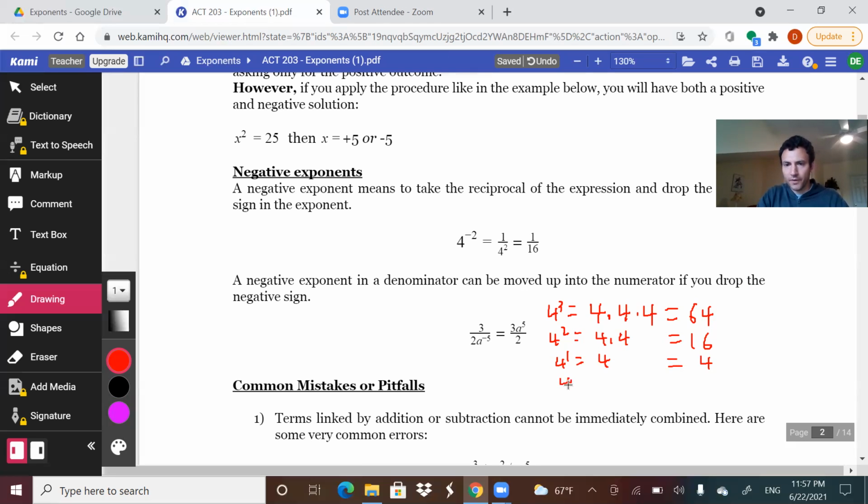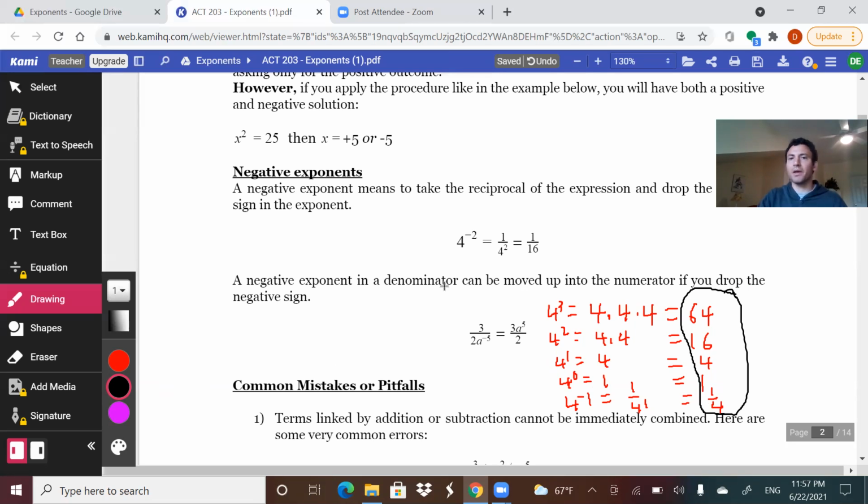4 to the 0, hopefully you know this, anything to the 0 is 1, and we'll talk about why that is. 4 to the negative 1 is really just 1 over 4 to the 1st, which is 1/4. So if you look at this right column here, you should notice a pattern. And the pattern is every time your indice or exponent goes down by 1, you're multiplying by 1 less of your base. So you're effectively dividing by 4. That's why 4 to the 0 is 1, and that's why 4 to the negative 1 is 1/4, if you think about it. So anyway, that's a negative exponent.